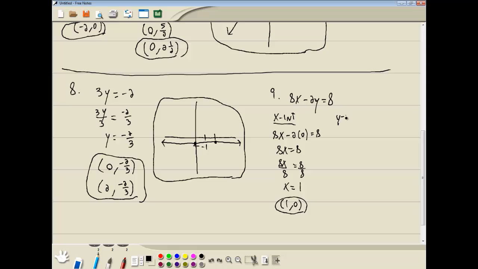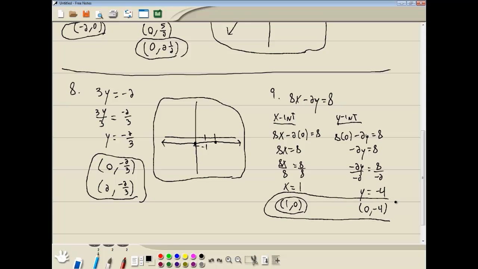Now for our y-intercept. Again, you always plug 0 into the other variable. So I'm finding the y-intercept, so I'll plug 0 in for x. So I got 8 times 0 minus 2y is equal to 8. 8 times 0 drops away. We got negative 2y is equal to 8. Divide both sides by negative 2. And we get y is equal to negative 4. So this point would be (0, -4).